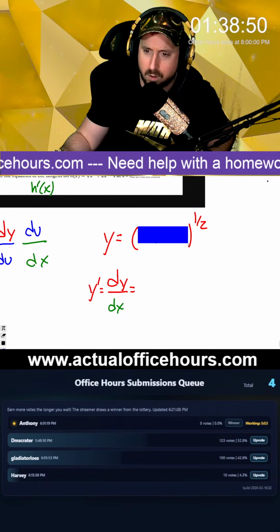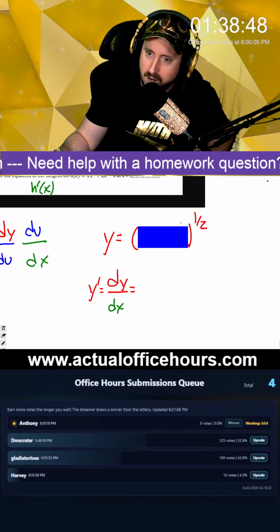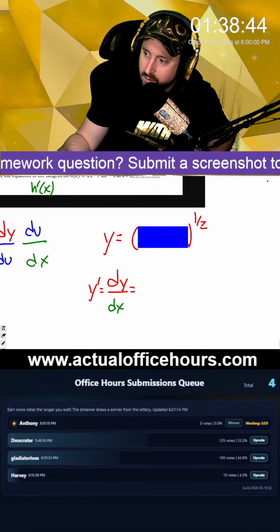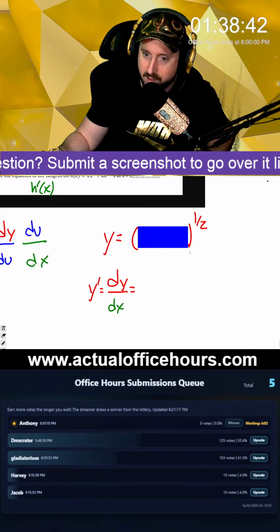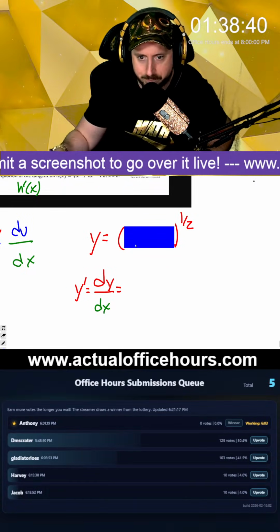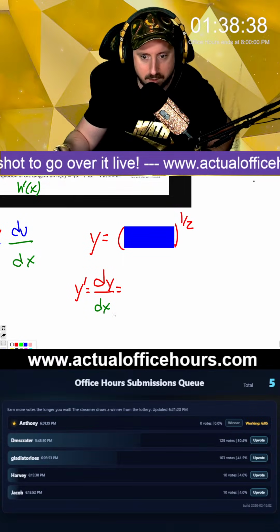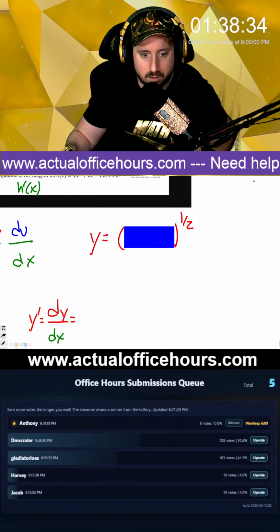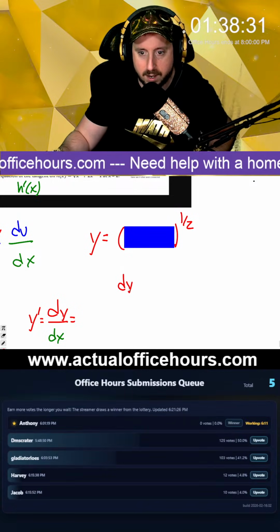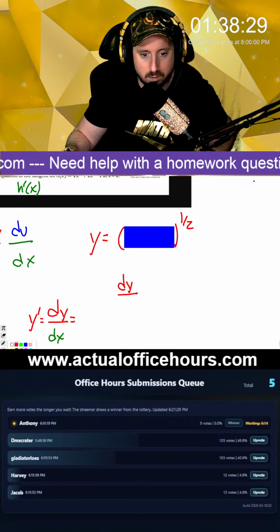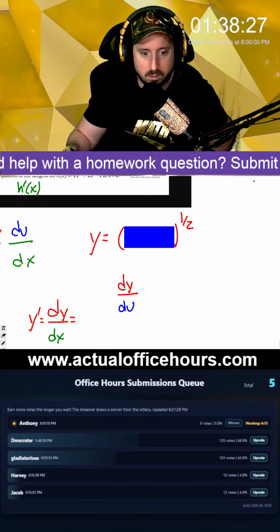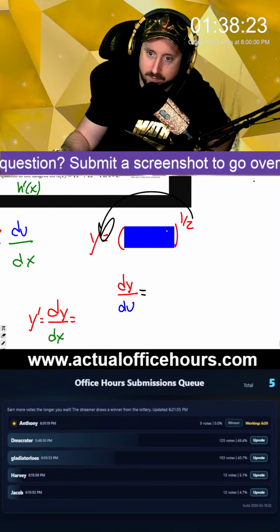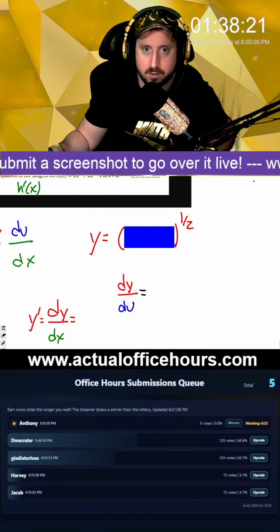So let's pretend that I need to take the derivative of the box. Let me move this over. Let's say dy/du. That would be the same as just doing 1/2 times this to the negative 1/2.